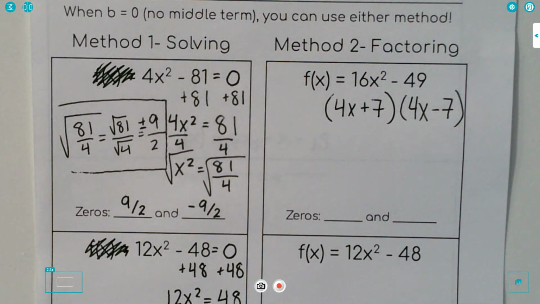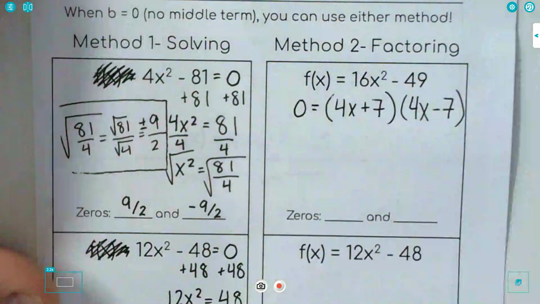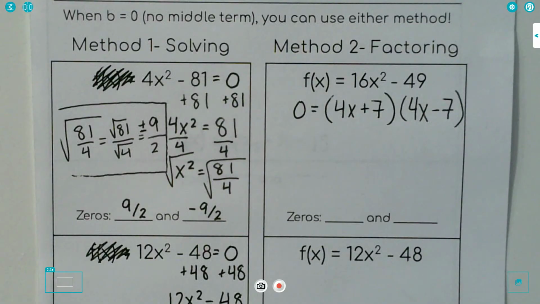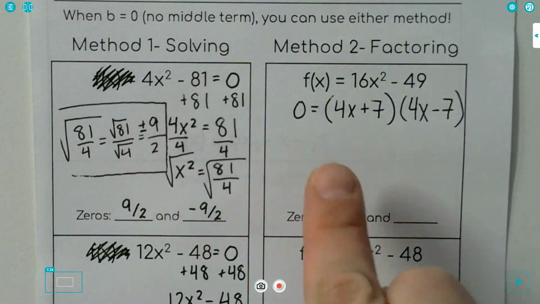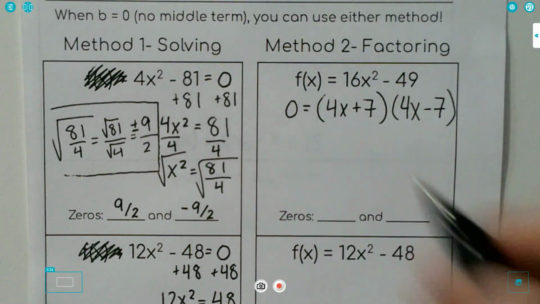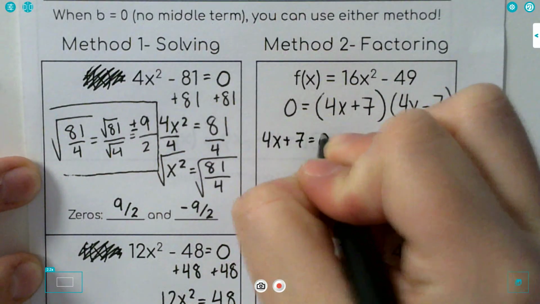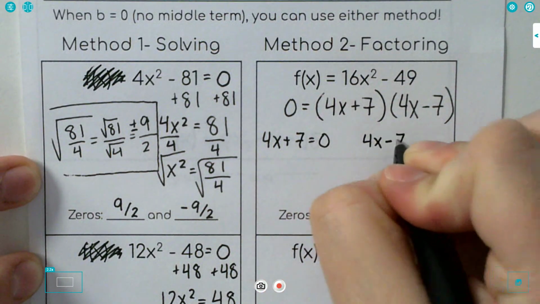So 4x times 4x is 16x squared. 7 times negative 7 is negative 49. And then if I were to multiply it out 2 by 2, the middle terms cancel. That's why this special rule works. So with factoring, we now set these equal to 0, and we use the zero product property, which is that if this equals 0, either this or this has to equal 0. So now we're going to set each of them equal to 0 and solve. So 4x plus 7 equals 0. 4x minus 7 equals 0.